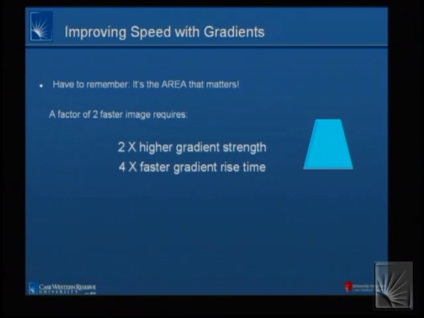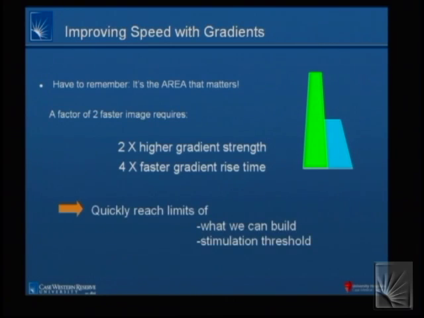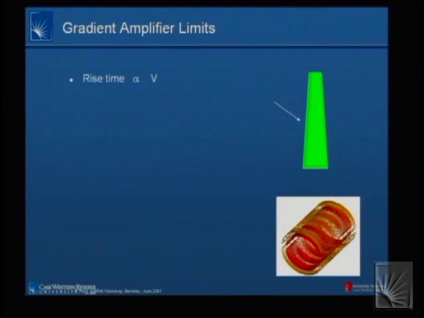So let's look at the implications of going to twice as high in terms of our gradient strength and 4 times faster in terms of our gradient rise time. That is, reducing everything by a factor of 2. Reducing those slew rates by a factor of 2, but we still have to go twice as fast. So pretty quickly we reach the limits of what we can build and what stimulation the human can tolerate.